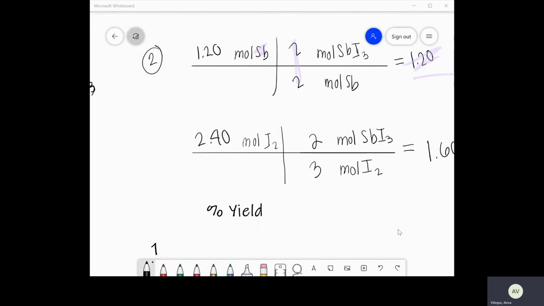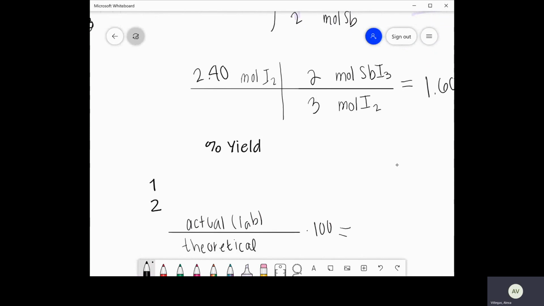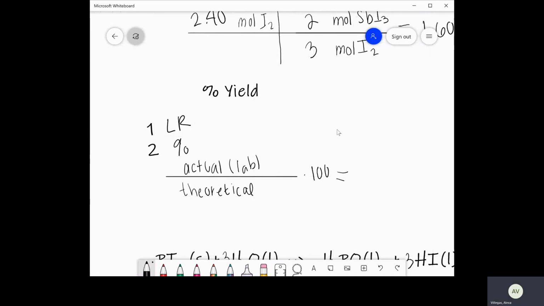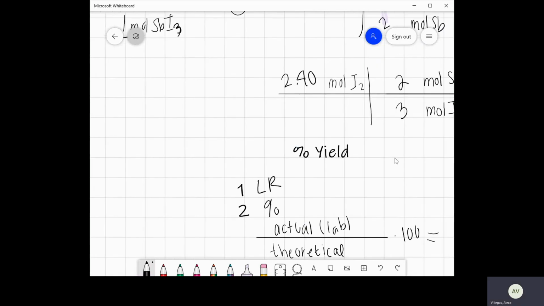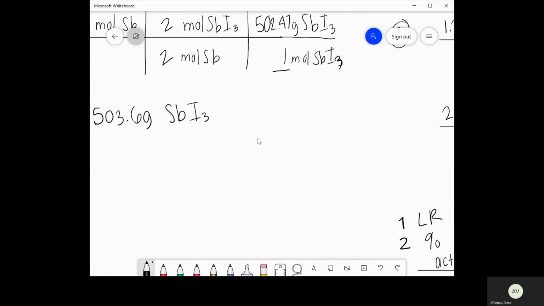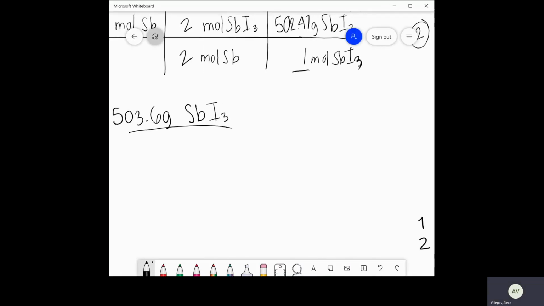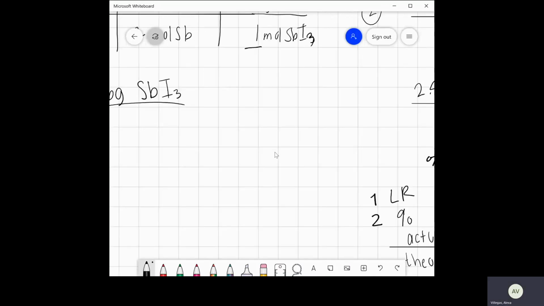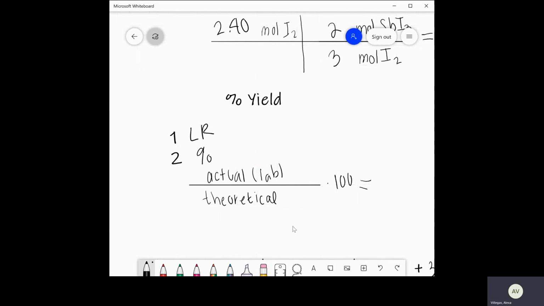So to find percent yield, you must first, 1, find the limiting reactant, then 2, convert it to a percent. And what you do is you're going to take your theoretical, so like over here, and you're going to divide your actual that you get in lab by your theoretical, and you multiply that by 100 to get your percent yield.